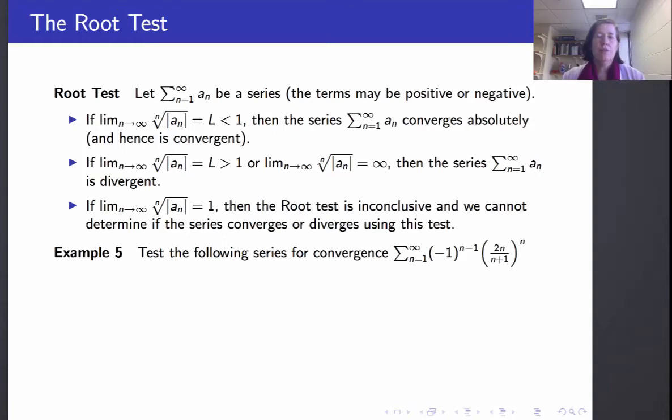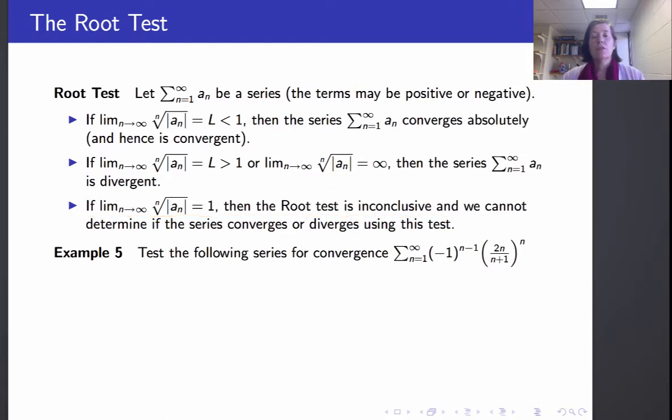The nth root test is very similar to the ratio test and can often be used interchangeably with the ratio test. And this says that if the sum from 1 to infinity of an is a series, and if you look at the limit as n goes to infinity of the nth root of the absolute value of the nth term, if that's less than 1, then the series converges absolutely. If it's greater than 1, the series diverges, and if it's equal to 1, then the test is inconclusive.